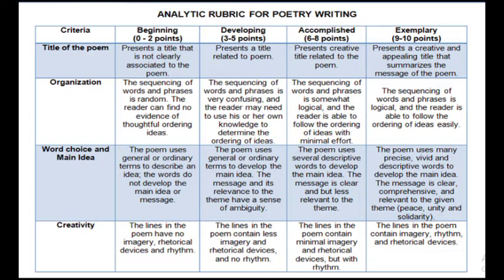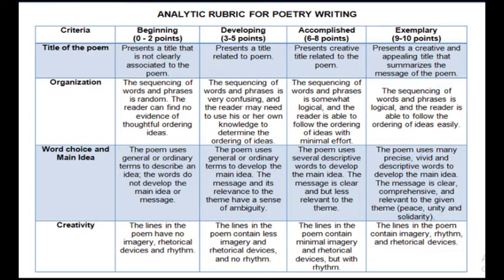Second, we have organization. For beginning, the sequencing of words and phrases is random. The reader can find no evidence of thoughtful ordering of ideas. For developing, the sequencing of words and phrases is very confusing, and the reader may need to use his or her own knowledge to determine the ordering of ideas. For accomplished, the sequencing of words and phrases is somewhat logical, and the reader is able to follow the ordering of ideas with minimal effort. For exemplary, the sequencing of words and phrases is logical, and the reader is able to follow the ordering of ideas easily.